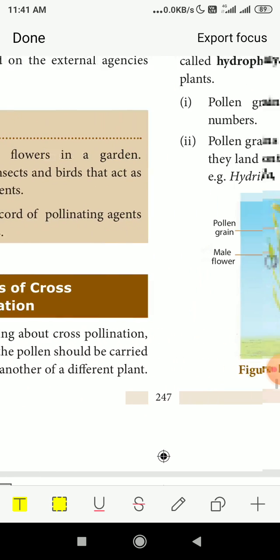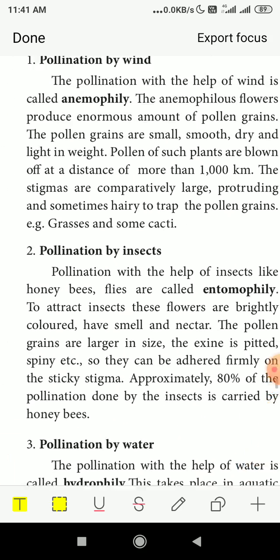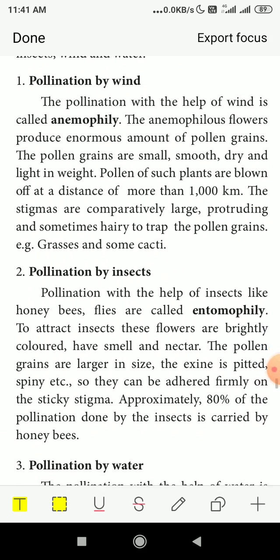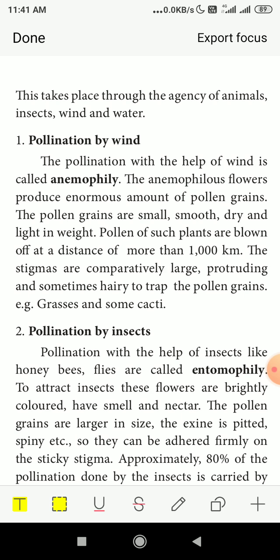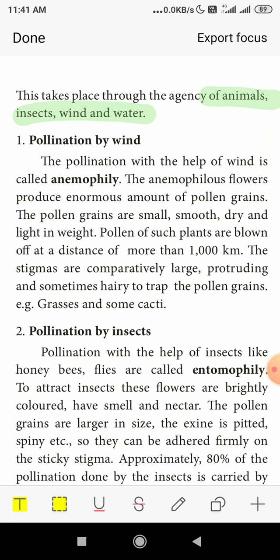And the first one is the pollination by wind. It can take place by animals. What are the different agents of pollination? It can be animals, insects, wind and water. So four methods they have shown: animals, insects, wind and water. Now let us go first for the wind.